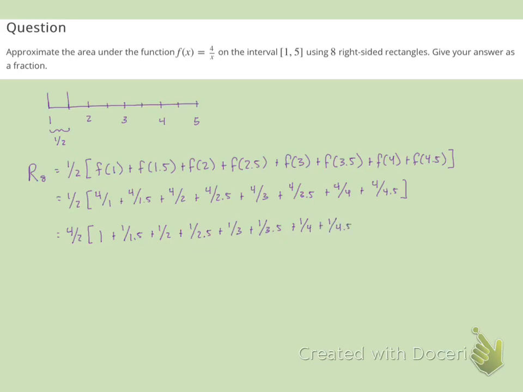Now notice the problem tells us to give our solution as a fraction, so that's just a pain. But what I did was I entered all this in my calculator, what's inside the parentheses. So 1 plus 1 over 1.5, and so on. And then I used the fraction function on my calculator to get the fraction 4609 over 1260. And then when I multiplied that by 2, I got the fraction 4609 over 630.